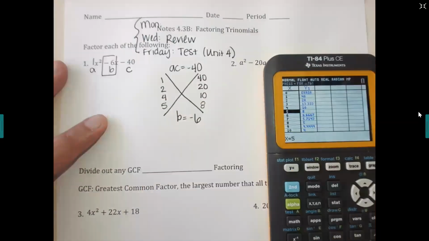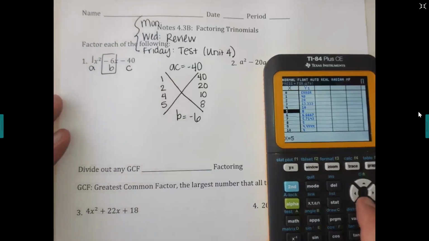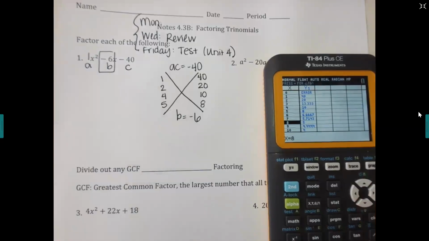Now let's talk about how I know that 5 and 8 are the last partner. Because if I keep scrolling down, they're all decimals until what? And I already have 8 and 5. That's a repeat. So once you hit your first repeat, you're done with your list.